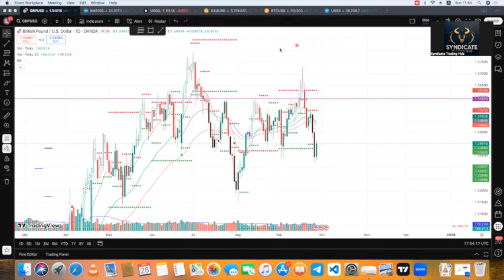On the GBP USD, as we can see, we were expecting price to rally to test this high, and it did, but it seriously got rejected on this day one rejection. All of this is a range. The market was playing, and we were hoping it would break this and make a new high, but it got rejected, which is the first indication of weakness.